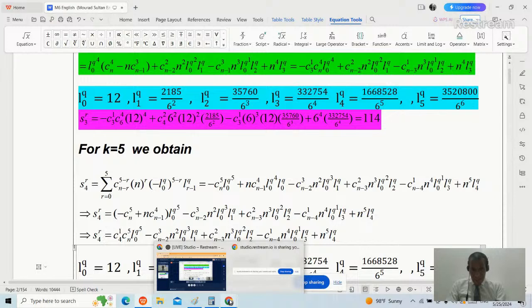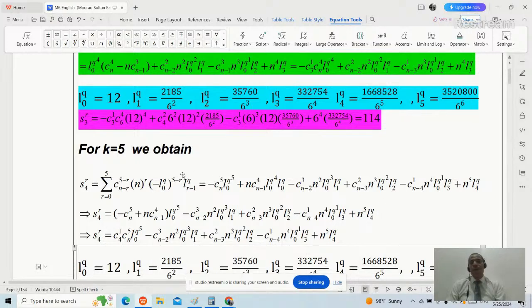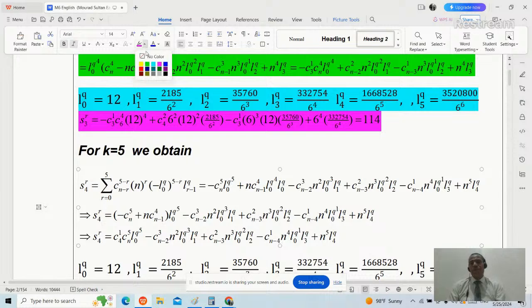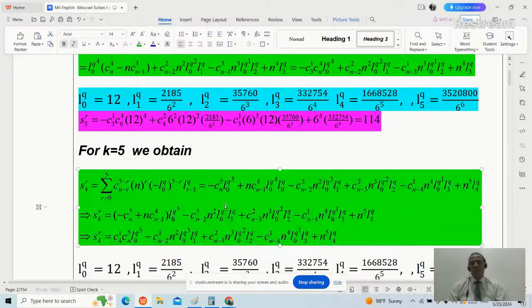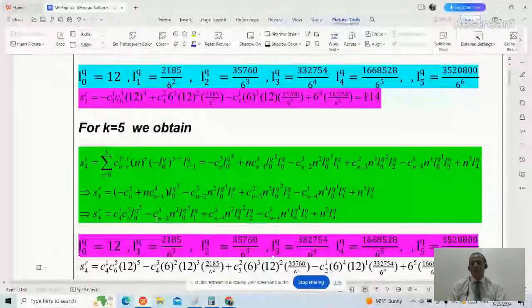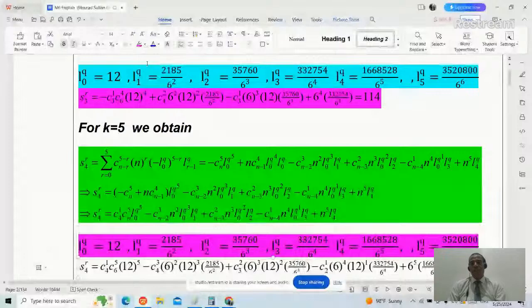Okay, good. Now set k equal 5. Shall we obtain this fact? Now, learners, to find the value of S4, it's easy. Now to obtain the value of S4.